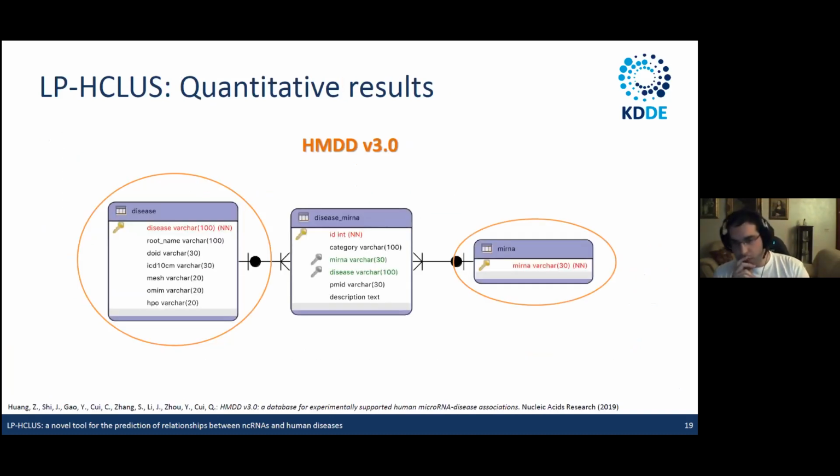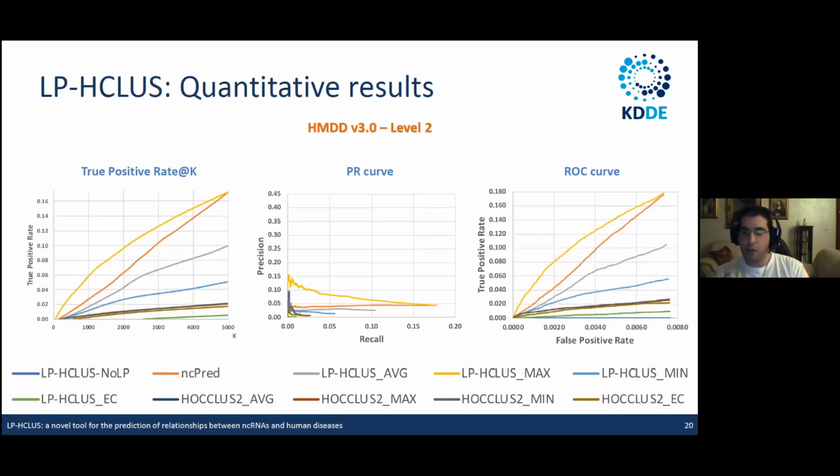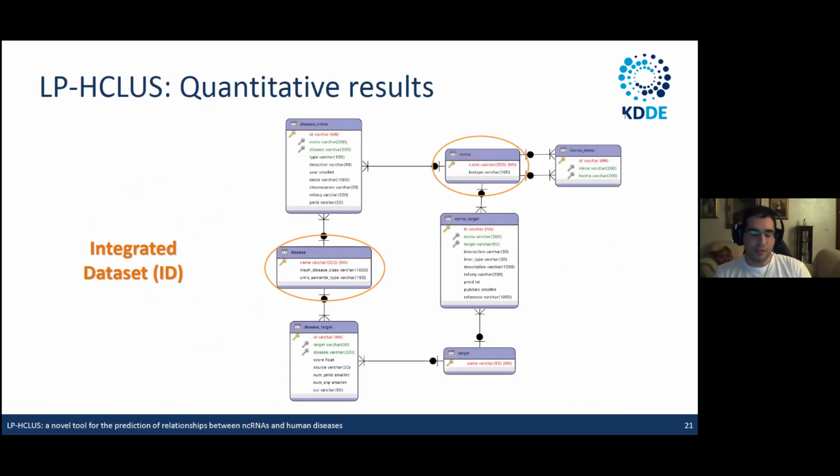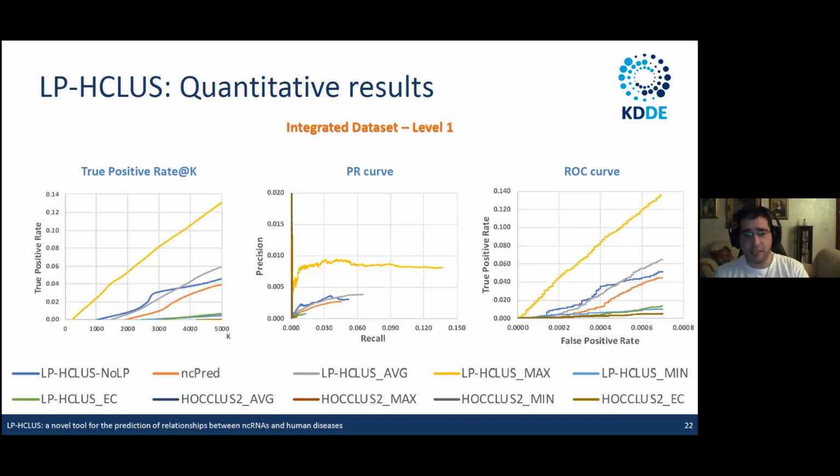We used 2 different datasets. The first one is HMDD, that is a dataset containing information about diseases and microRNAs and their relationships. And as we can see, LP-HCLUS, in particular exploiting maximum as a combination strategy, is able to outperform its competitors. And we also constructed a dataset combining state-of-the-art datasets, containing information about diseases, non-coding RNA, target genes, and their relationships. Also in this case, LP-HCLUS achieved the best performances.